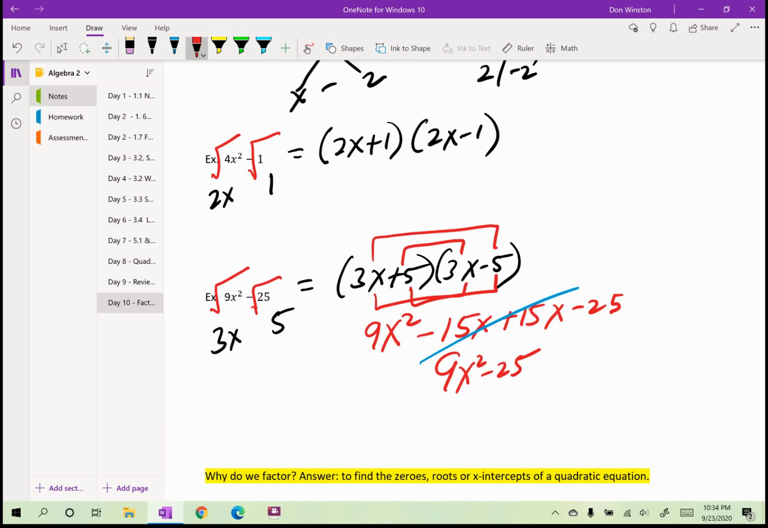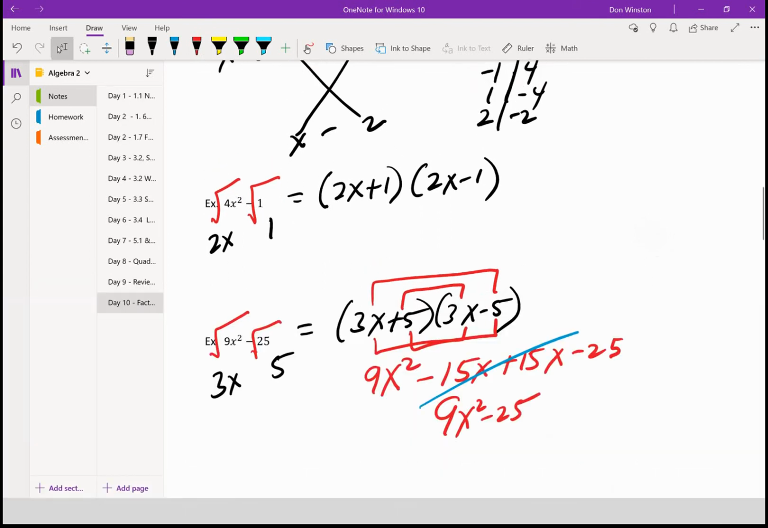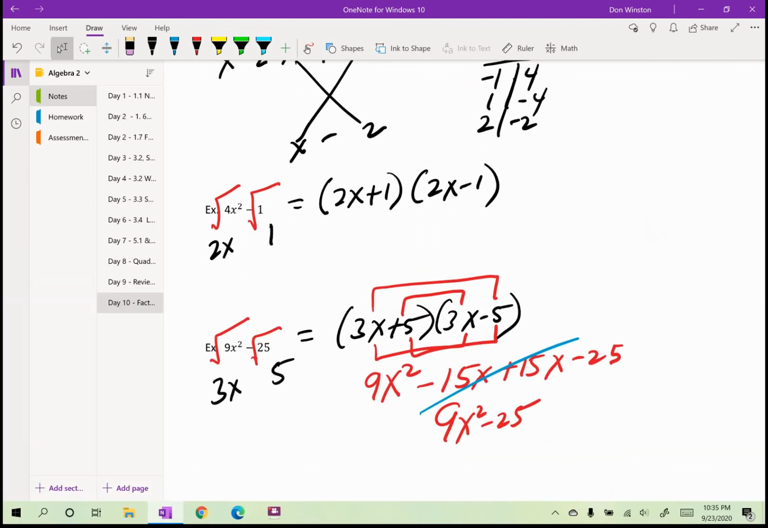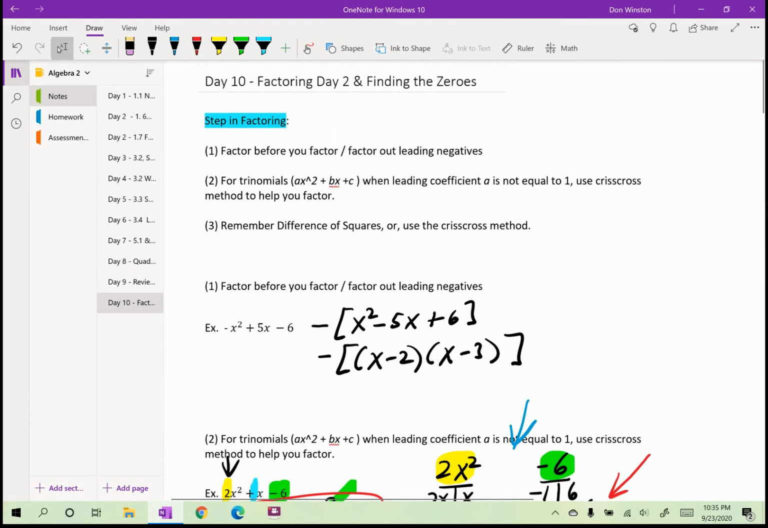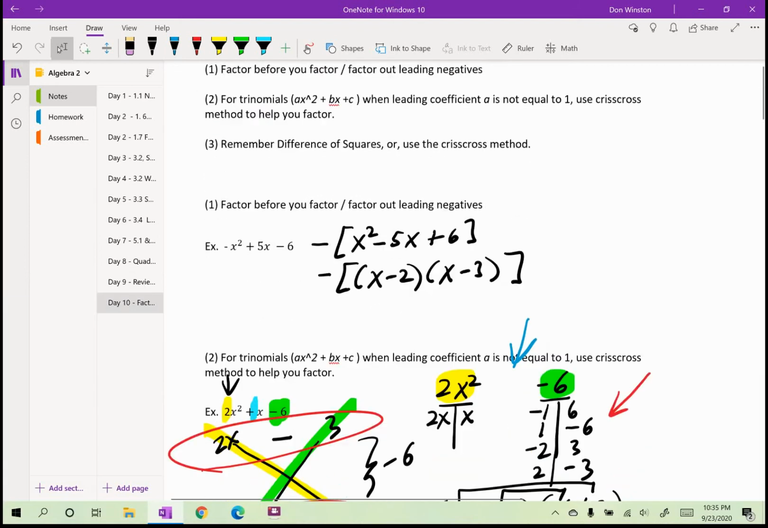Okay, so I've covered all the factoring with you. We did trinomials yesterday, and then we did binomials yesterday. And then we looked at some more cases: factor before you factor out that leading negative; what do we do when the leading coefficient a is not 1; and using difference of squares. And I've taught you the crisscross method.